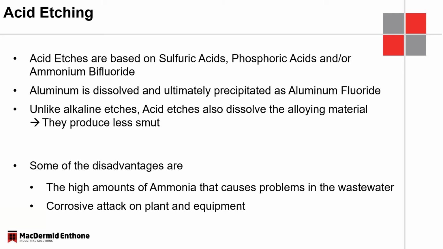Some of the disadvantages, especially when we deal with ammonia and fluorides, they cause problems in the wastewater stream. Some customers are restricted in terms of ammonia they are allowed to handle. Also, the fluoride has a very aggressive nature, and there's a huge attack on any plant and equipment and structural component around the anodizing line.